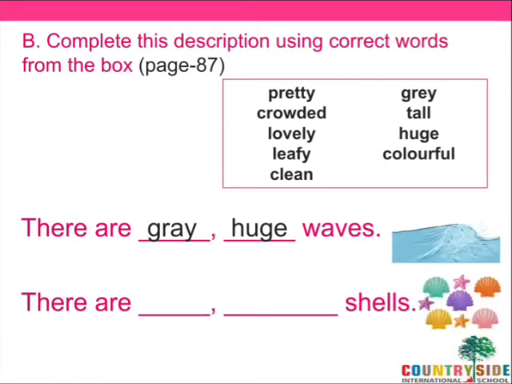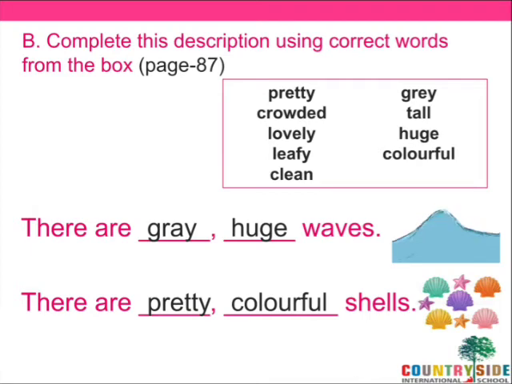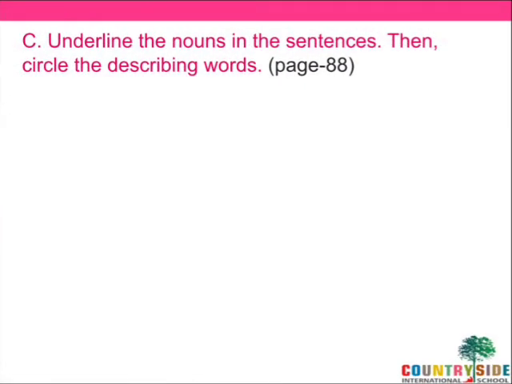Now see the second. There are dash and dash shells. So these are the shells. So there are pretty and colorful shells. Yes, so these are also describing words because it tells that the shells are pretty and colorful. Yes. Now see the third exercise.